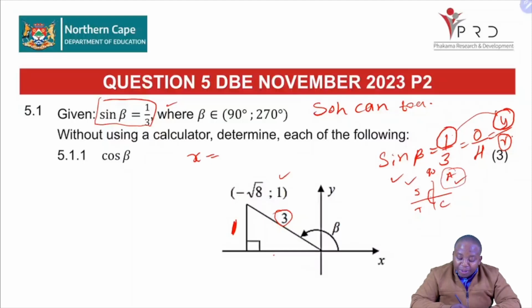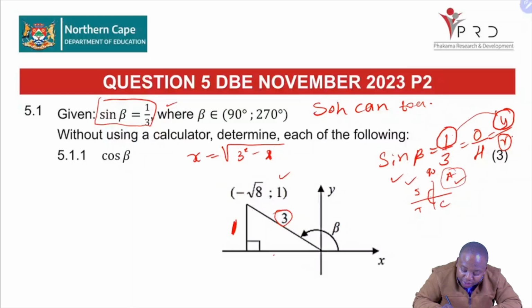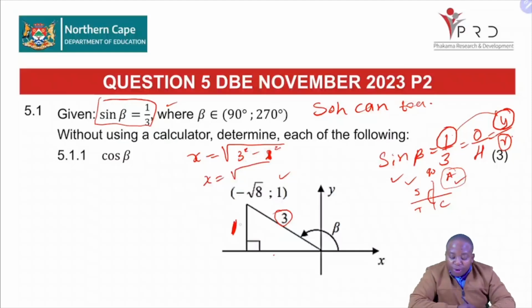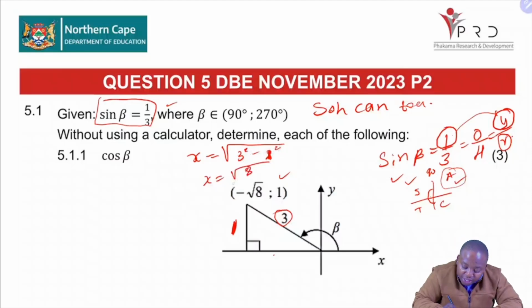We will know that our x is going to be the square root of 3 squared minus 1 squared. So we know that 3 squared is 9. 9 minus 1 squared, which is 1, it's going to be 8. So our answer is going to be root 8.